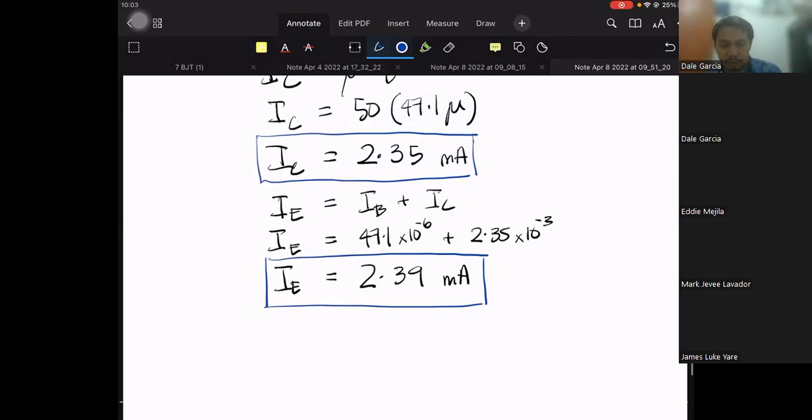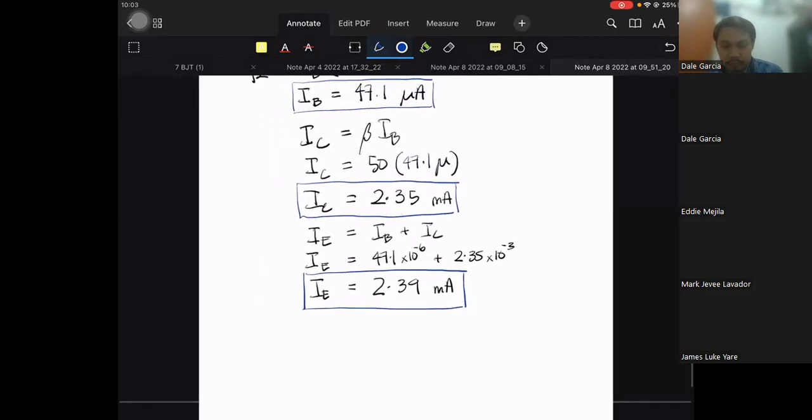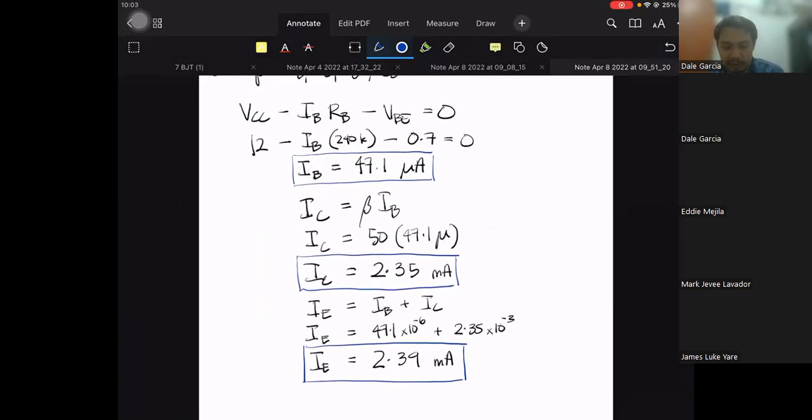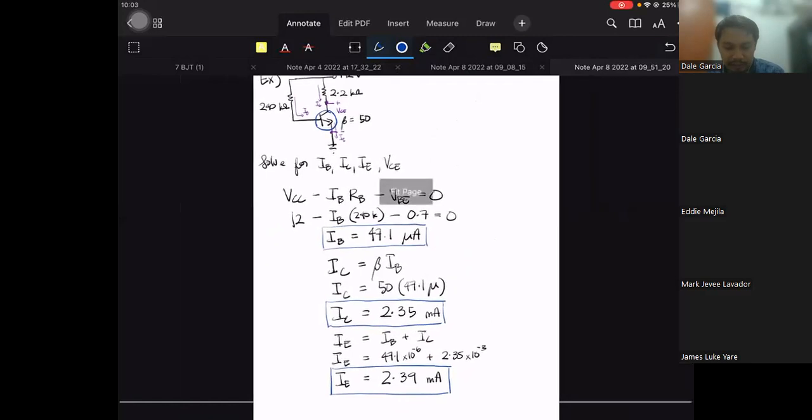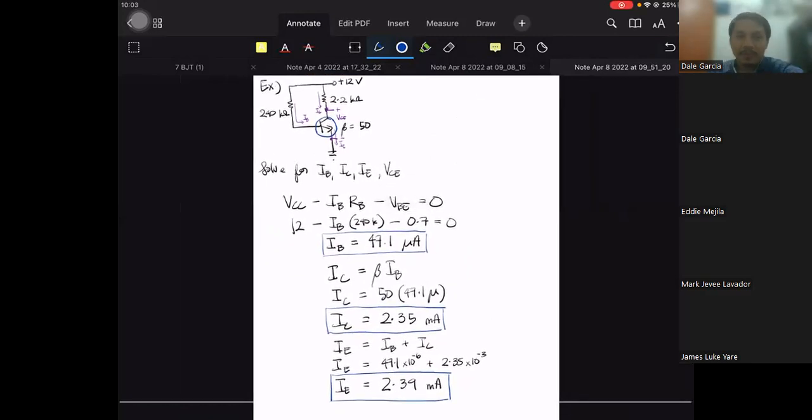Okay. So we already solved for the 3 transistor currents. So far, before I proceed, any questions? Kaya na? Mas simple siya, no? Kaysa sa BJT? Sa diode? Would you agree?